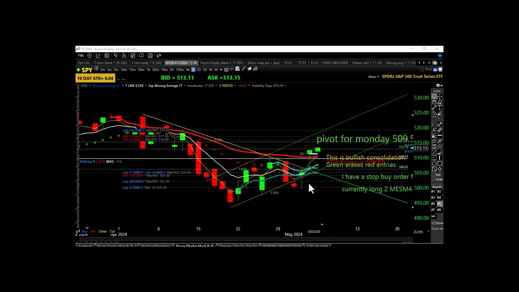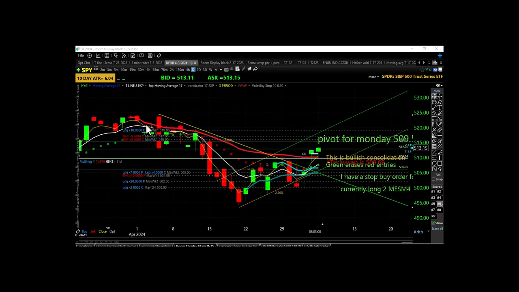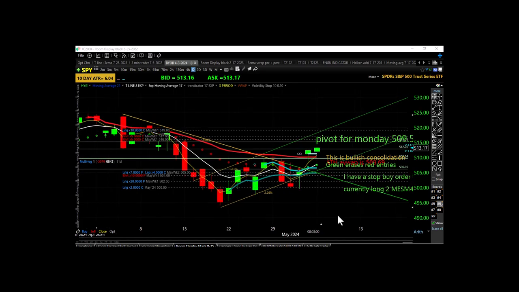We haven't had a close over that all-time high anchored VWAP since we started it back here on 3/28. The market is yet to close the day over that all-time high anchored VWAP. So in an uptrend, because why? We're making higher lows and higher highs. All right, so there's SPY.